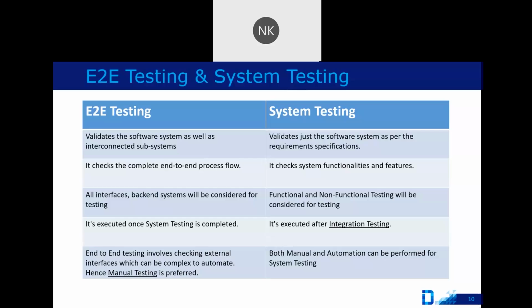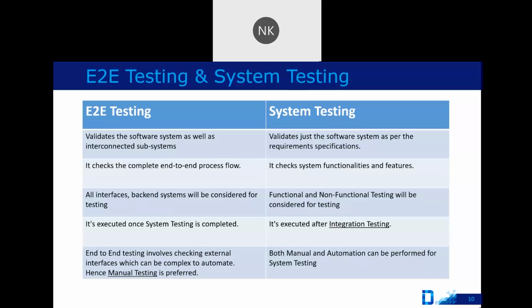And also, the final thing: system testing can be done both manually and with automation. In both ways we can perform system testing, and E2E testing we can also do with automation. But there are some scenarios where we cannot do automation, since it involves checking external interfaces, which can be complex to automate. In such scenarios, we prefer manual testing in E2E testing.